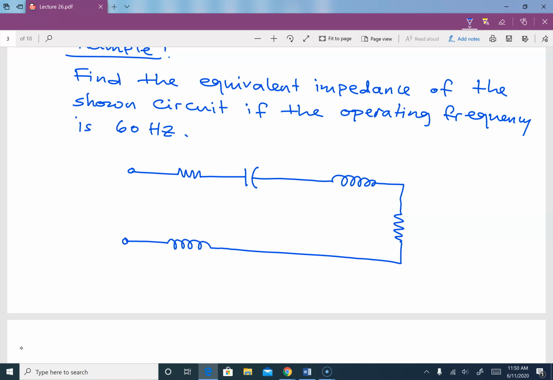We need to find Z equivalent here. This is 6 ohm, 100 microfarad. There is another capacitor here which is 50 microfarad. This is a 3 millihenry. That is 6 ohm, and this is 2 millihenry.